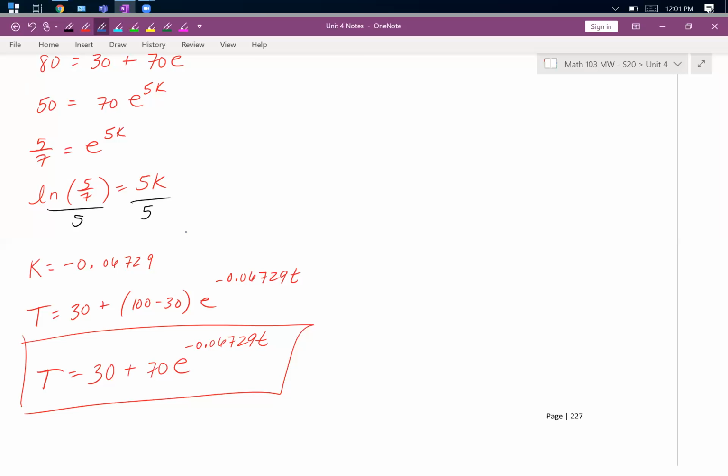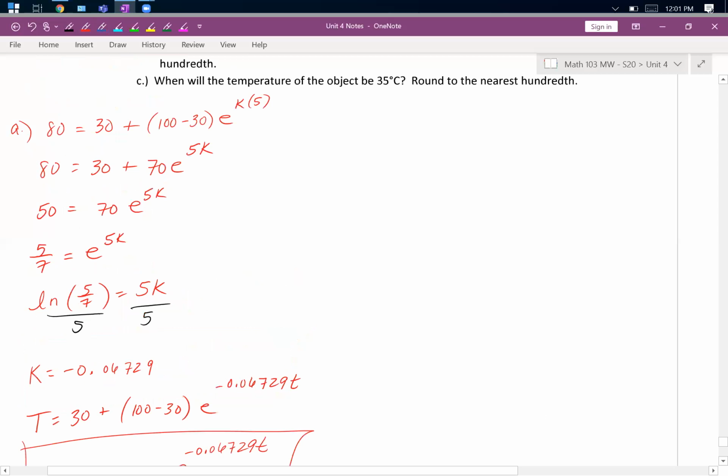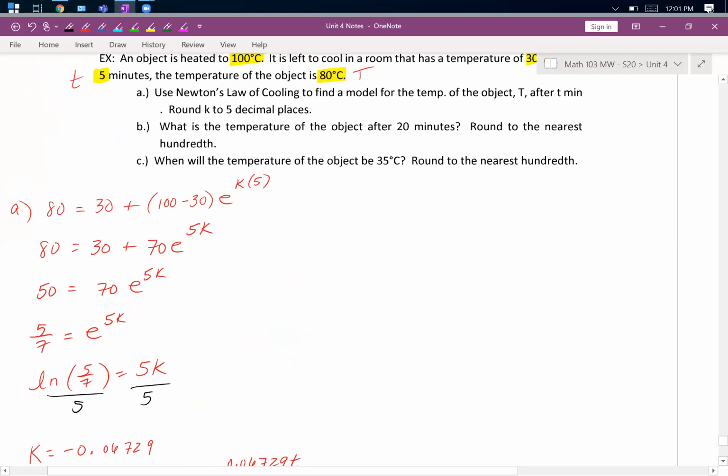We are going to use this formula that we just came up with to answer the questions in part B and part C. Part B says, what's the temperature of the object after 20 minutes? So how do we figure that out?